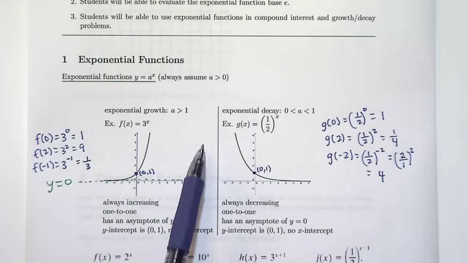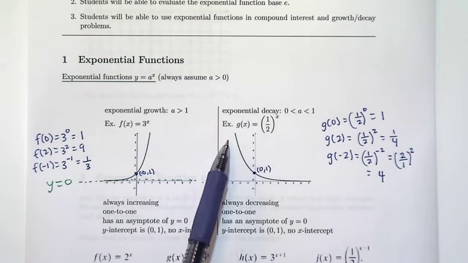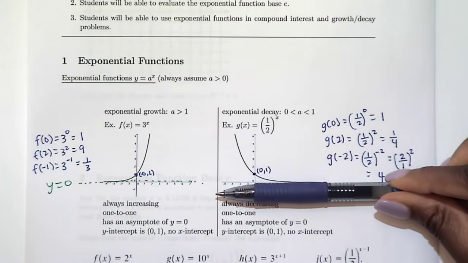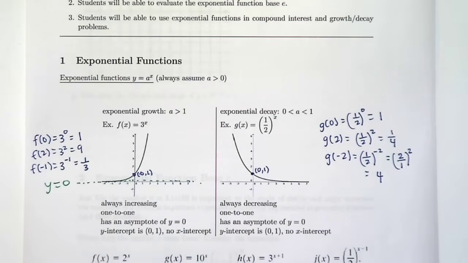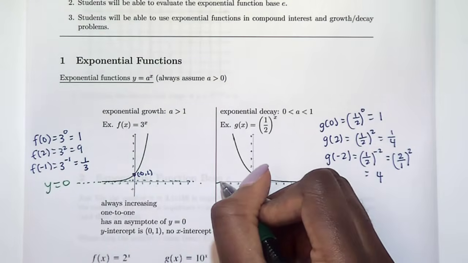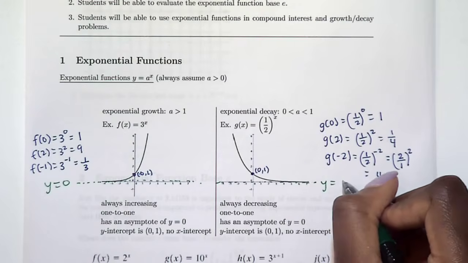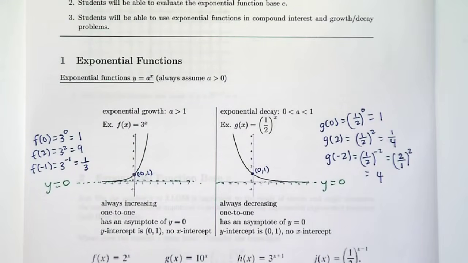I mentioned before, this one is always decreasing, gets smaller and smaller, and passes the horizontal line test, so it's 1 to 1. Also, it has the same asymptote. It has an asymptote at y equals 0. We will not cross that line, and we also have our y-intercept of (0, 1).